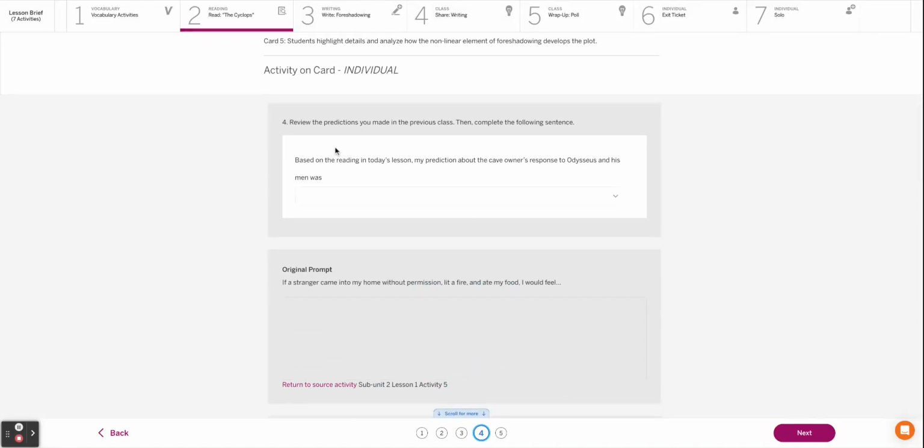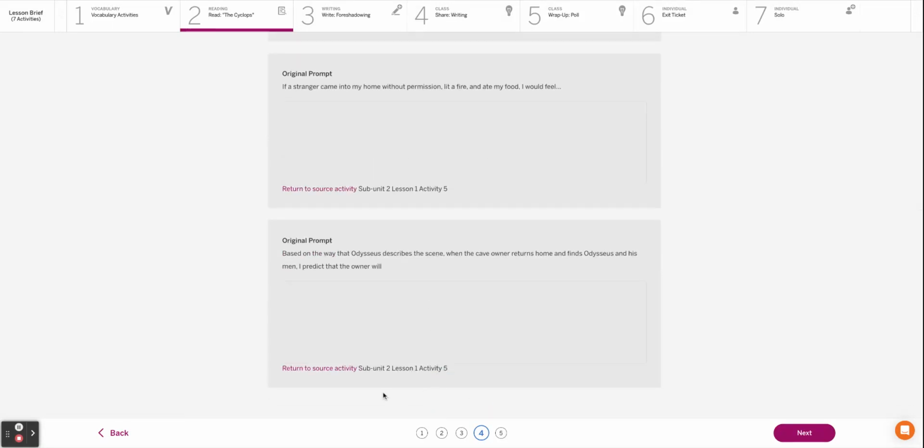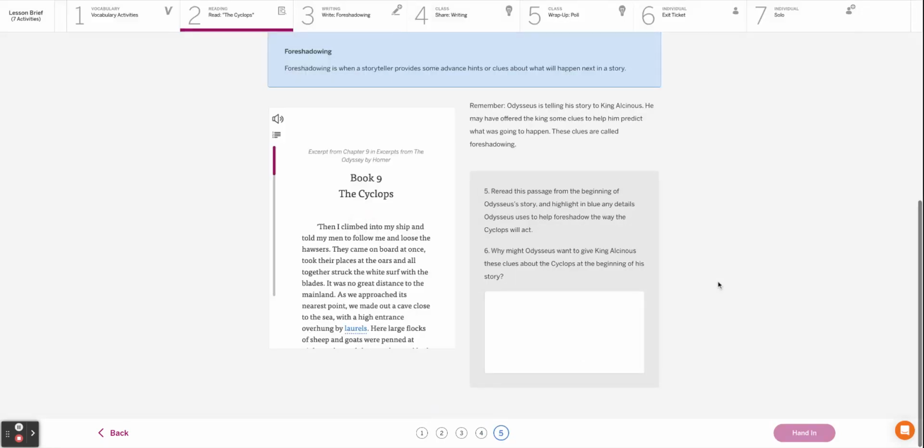Review the predictions that you made from last lesson, and complete this sentence. Based on the reading in the lessons, my prediction about the cave's owner and the response to Odysseus and his men was correct, incorrect, partially correct. And you should have right here this filled out. So in 2.1, make sure you go to activity 5, you have that filled out. What is your prediction? And go ahead and wrap up card 5.